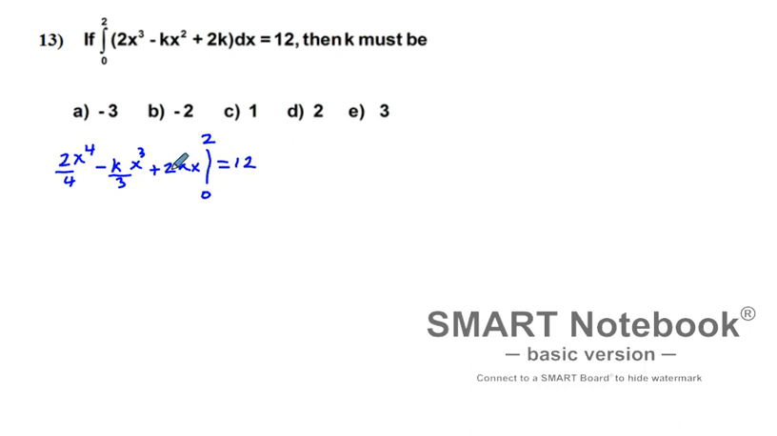So once we substitute in for x, we're going to have the equation. This 0 kind of makes our life easier because all we have to do is first substitute in for 2. So what we have here is 2 divided by 4 is 1/2. So we get 1/2 to the 4th power minus 2 cubed over 3k plus 2 times 2, which is 4k is equal to 12.